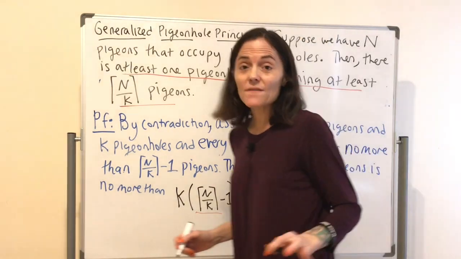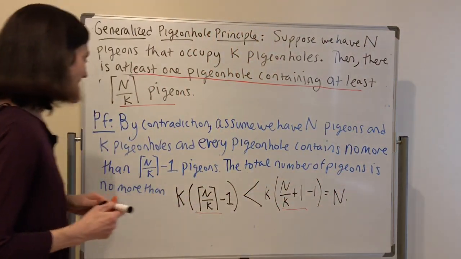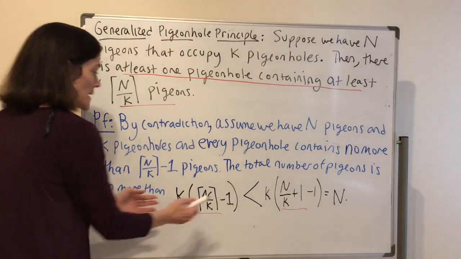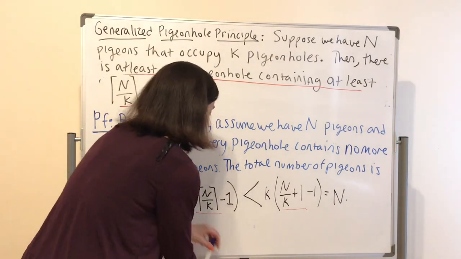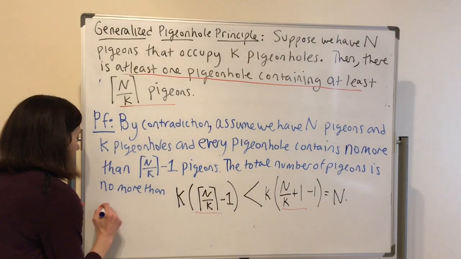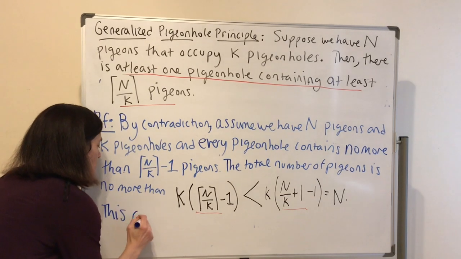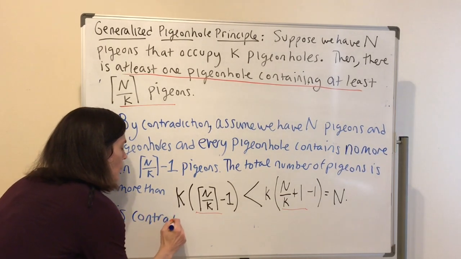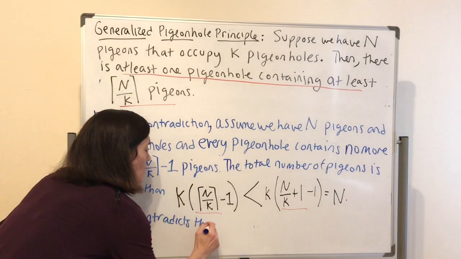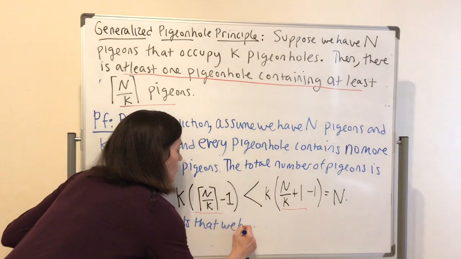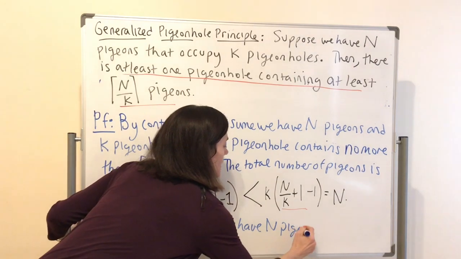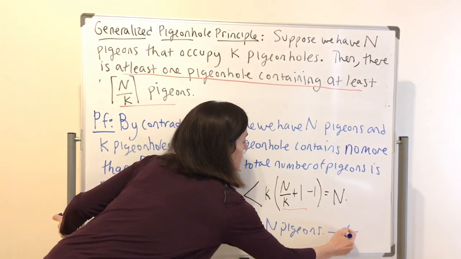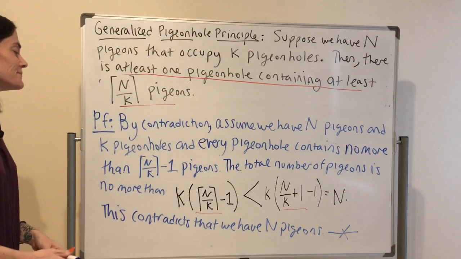So what I have is that the total number of pigeons is no more than some number which is strictly less than N. And this contradicts that we have capital N pigeons. And this would be the end of the proof, okay?